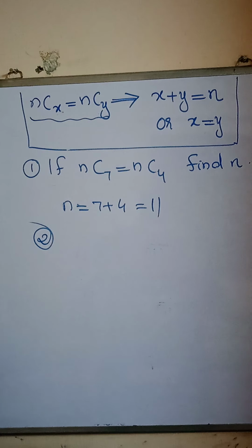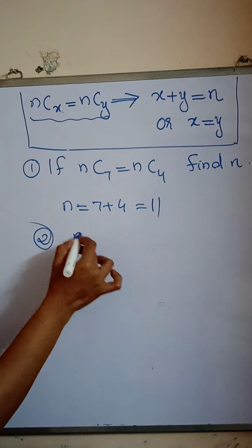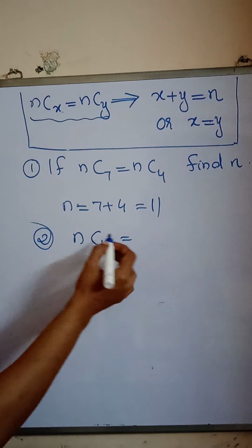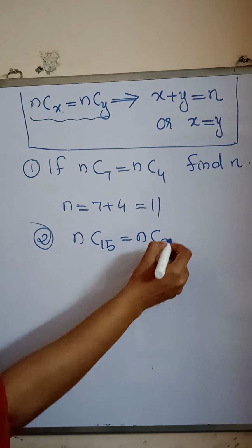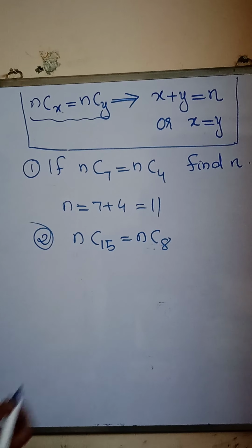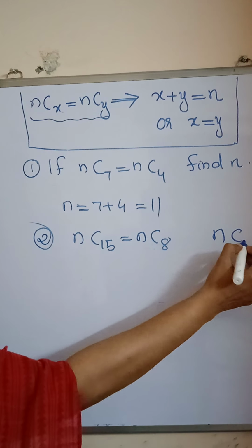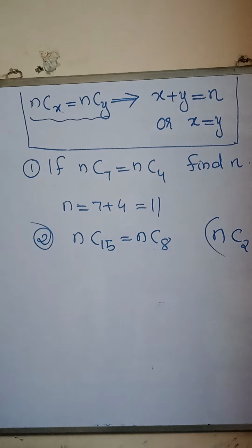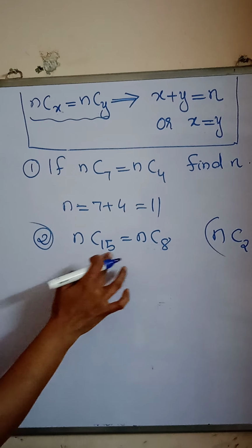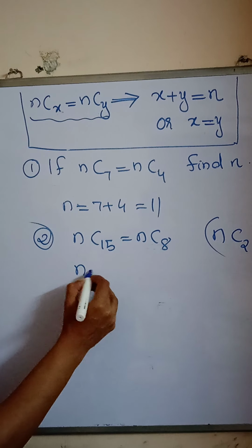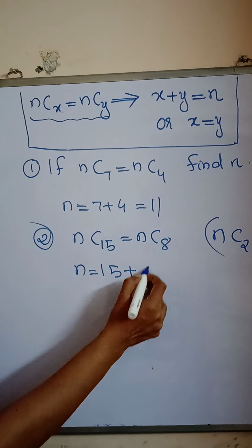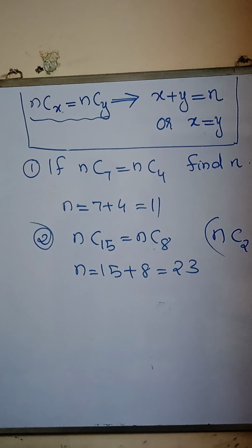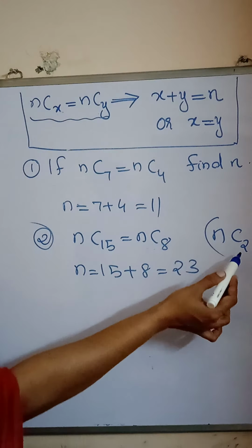Next problem: if nC15 equals nC8, find the value of nC21. nC15 equals nC8, therefore n is equal to 15 plus 8, that is equal to 23. Then we have to find nC21.